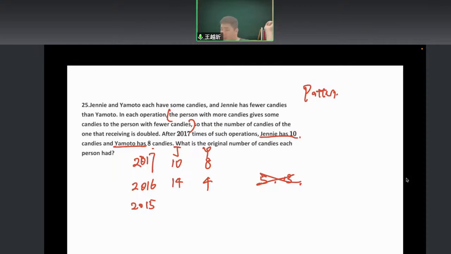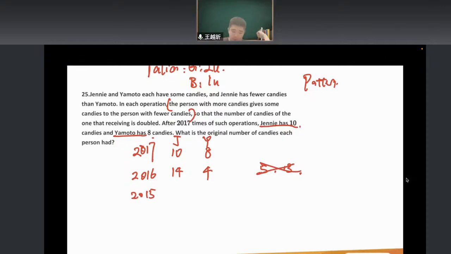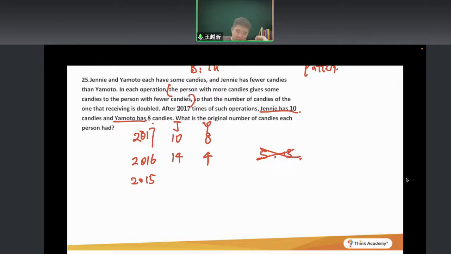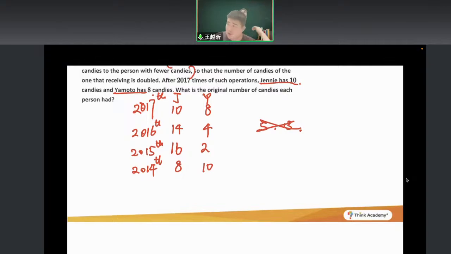I see one question about the ratio. The ratio is basically, I said, the number of girls is 2 units and the number of boys is 1 unit. So this is the ratio. And so we go back to 2015. In 2015, we continue: 16, 2. And 2014, you can see actually this is 8, 10. You need to do some work. I'm doing this because we don't have much time left.